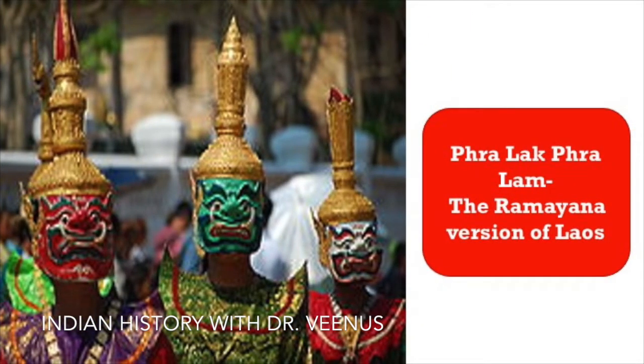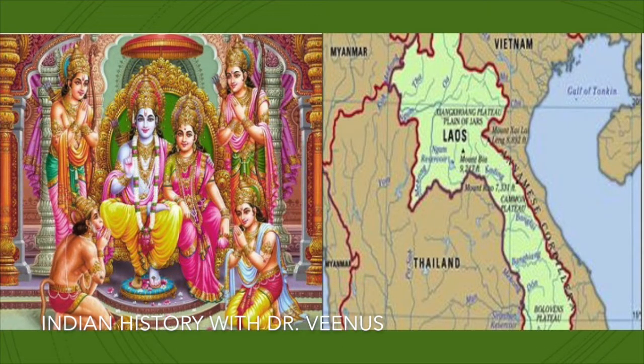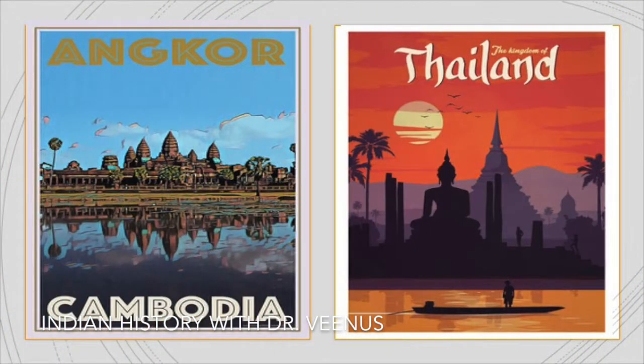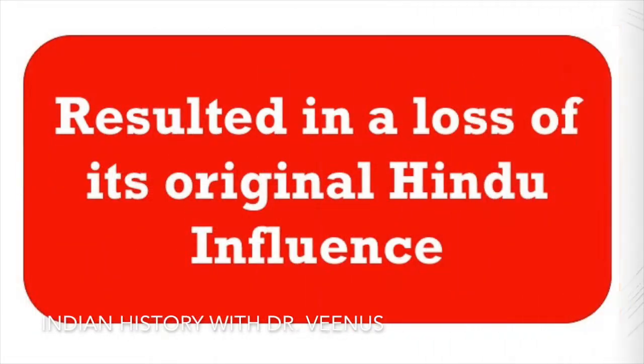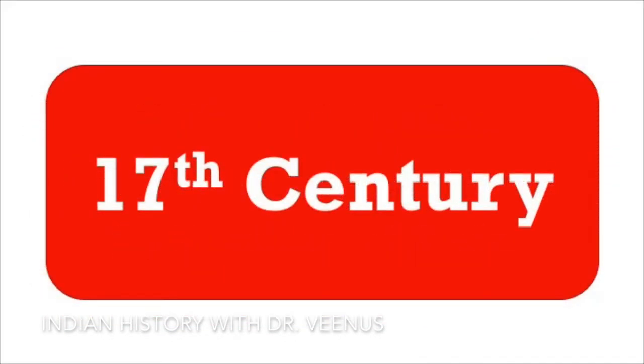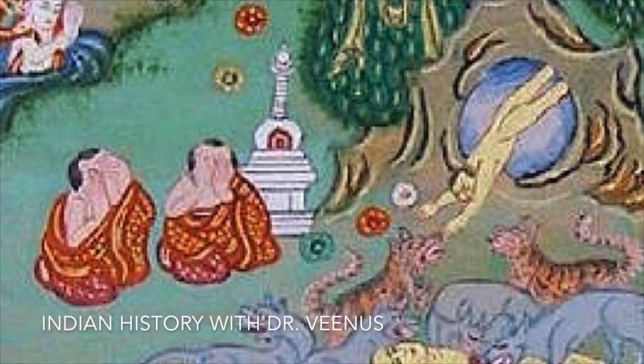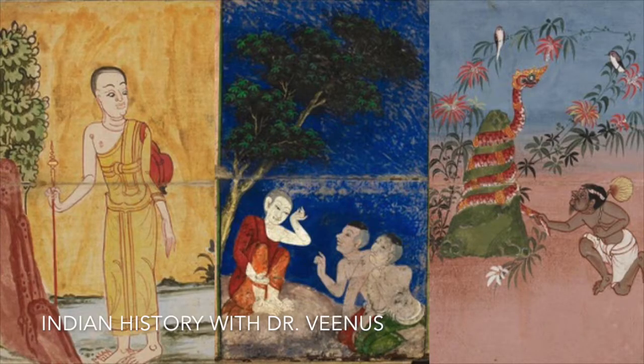Phra Lak Phra Ram, the Ramayana version of Laos. Ramayana reached Laos much later than other places like Cambodia and Thailand, which resulted in a loss of its original Hindu influence, and it is affected by the previous adaptations in Southeast Asia. It was brought around the 17th century by Buddhist missionaries and is actually considered as a Jataka story highlighting previous lives of Buddha.